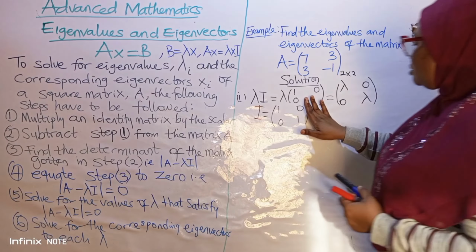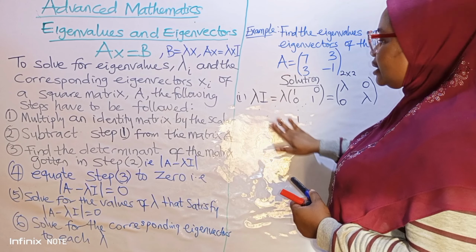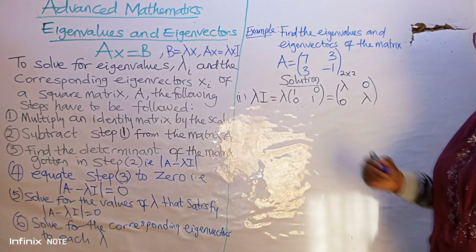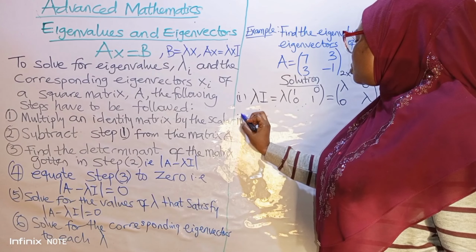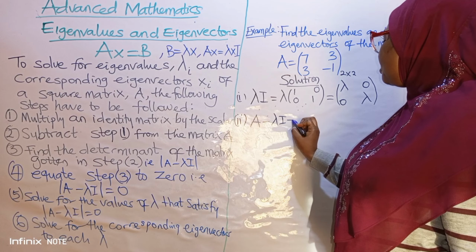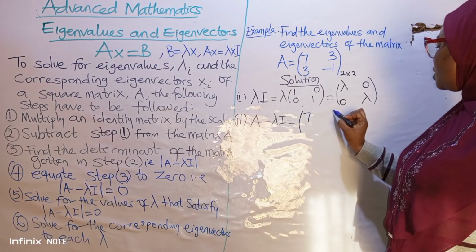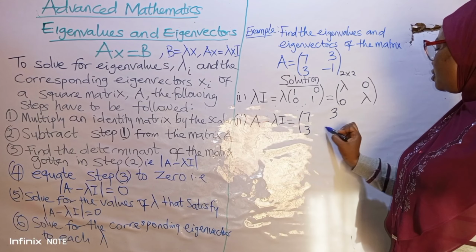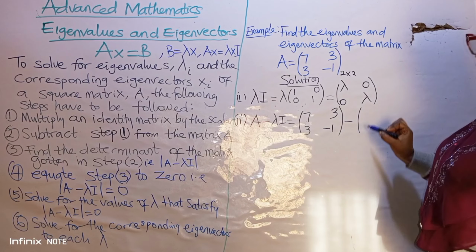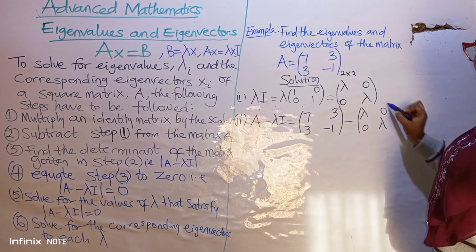So now, after doing this, let's go to step 2. Step 2 says that we subtract step 1 from the matrix A. So step 2, that is A minus lambda I. So what is matrix A? Matrix A is 7, 3, 3, minus 1. So minus lambda I. Lambda 0, 0, lambda.